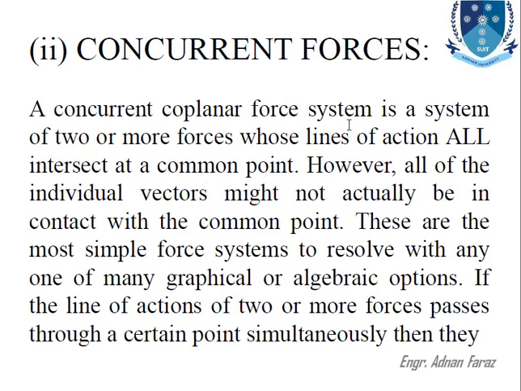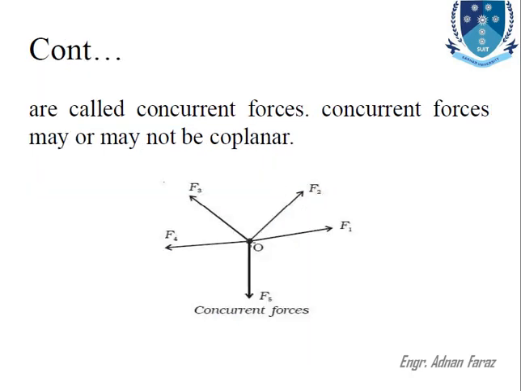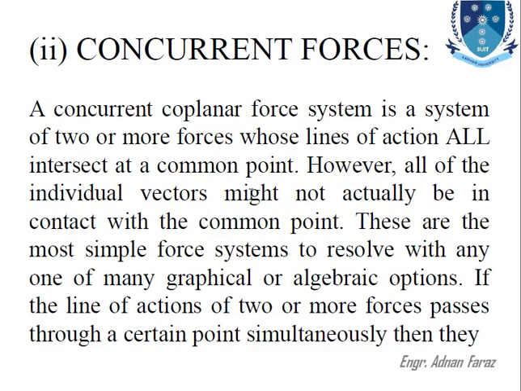A concurrent coplanar force system is a system of two or more forces whose lines of action all intersect at a common point. Look at the diagram. Those are systems in which all the forces act in one plane and their center of action is the same. All the forces are on point O, that's why we call it concurrent forces. Two or more forces whose lines of action all intersect at a common point. All the forces are intersecting at a common point, that's why we call it concurrent forces.